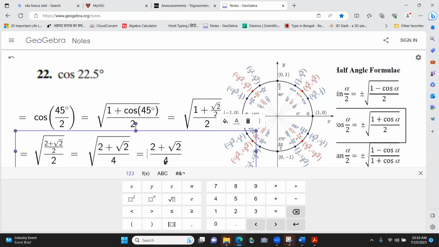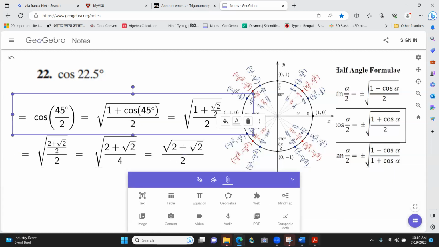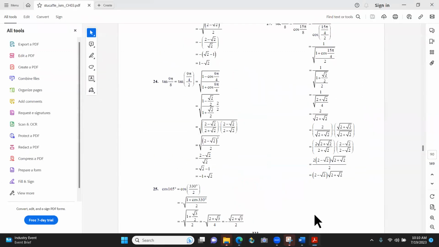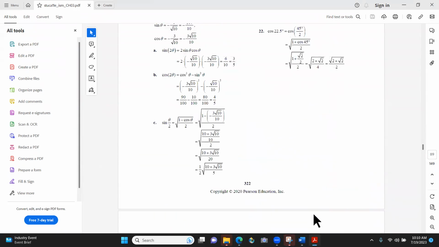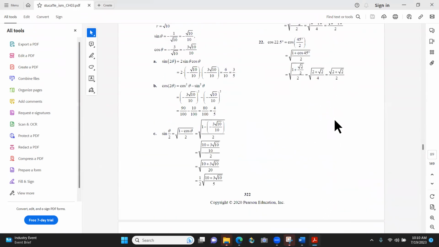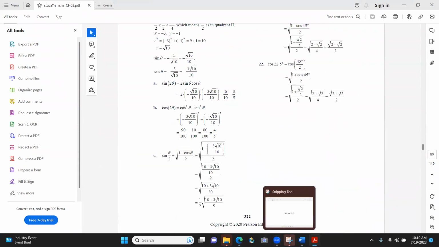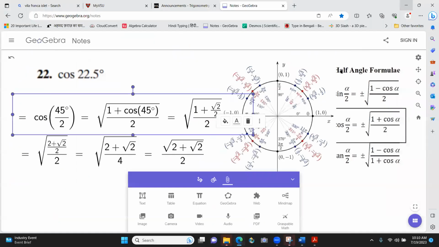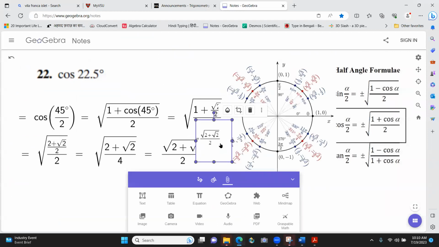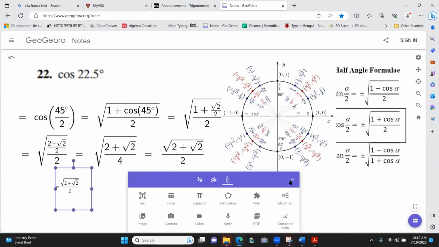square root of the top is this, square root of the bottom is 2. And let's see what the answer is, 22. Let's bring this guy here. 2, 2, 2. So everything is good. We got it.